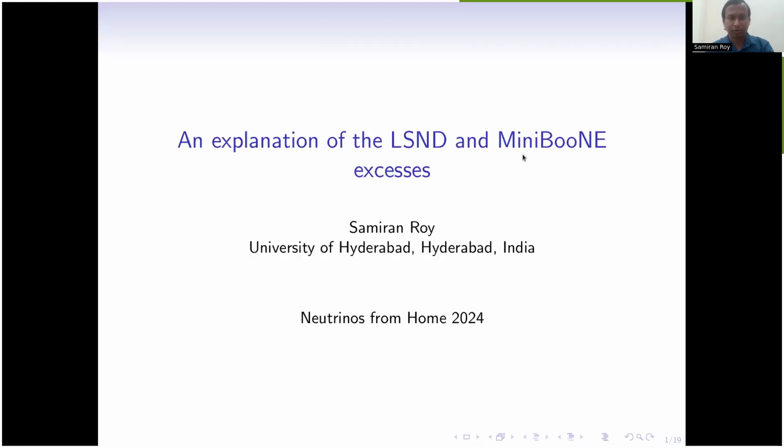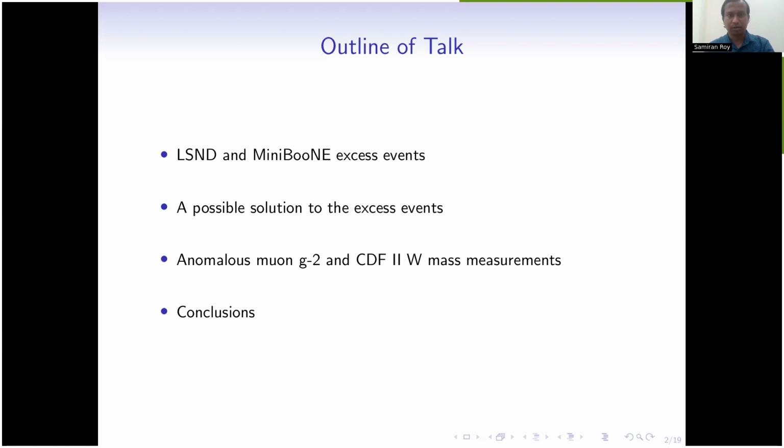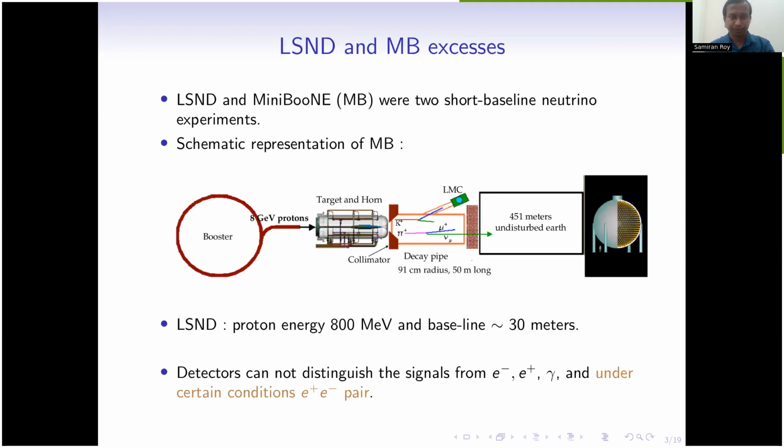Hello everyone. Today I will discuss one possible explanation of the LSND and MiniBooNE excess. This is a brief outline of my talk. I will discuss the LSND and MiniBooNE excess events, a possible solution to the excess events, and the connection of our model with the anomalous muon g-2 and CDF II W-mass measurement. Then I will draw the conclusion.